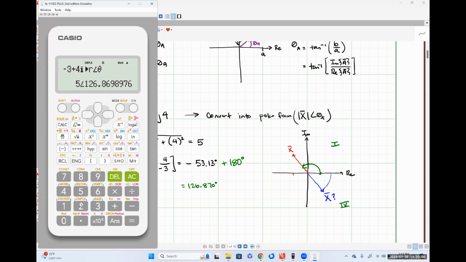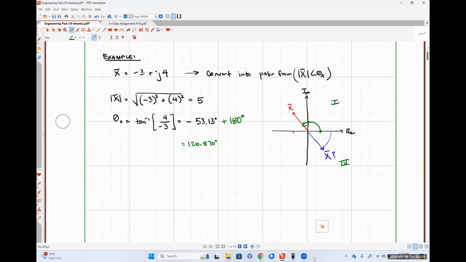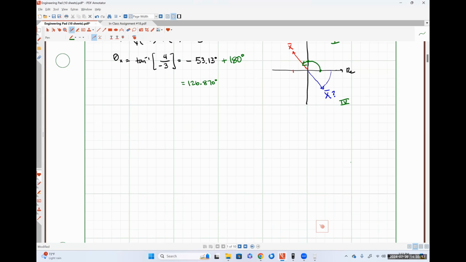Okie dokie. So let's talk about mathematical operations. So the first operation that I want to talk about is the complex conjugate operation. And this operation is only applicable to complex numbers, okay? So you may see something like this.